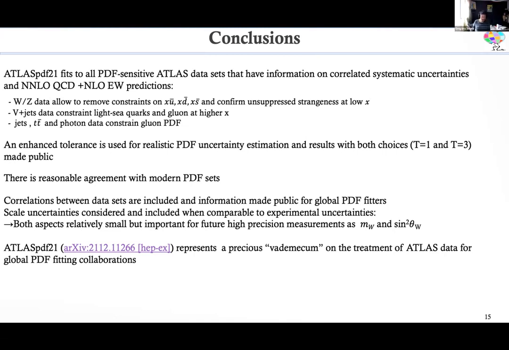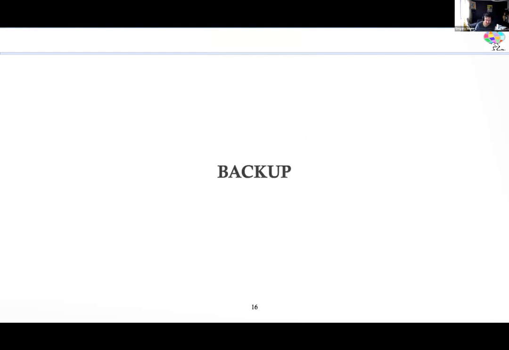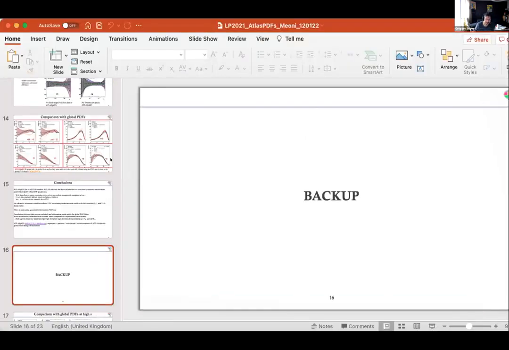Okay, thanks a lot, Evelyn, for this detailed talk on PDFs in ATLAS. Does anyone have a question? We have actually a few minutes for questions.